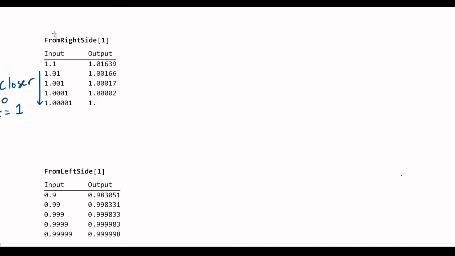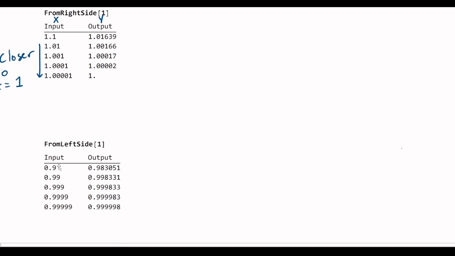approaching 1. Okay, and so just remember, input, these are the x values. Output, these are the y values. This is what we're actually trying to look at to figure out the value of our limit. From the left side, 0.9. Okay, that's pretty close to 1. It's on the left, it's less than 1. 0.99. Oh, I'm closer, closer, closer.